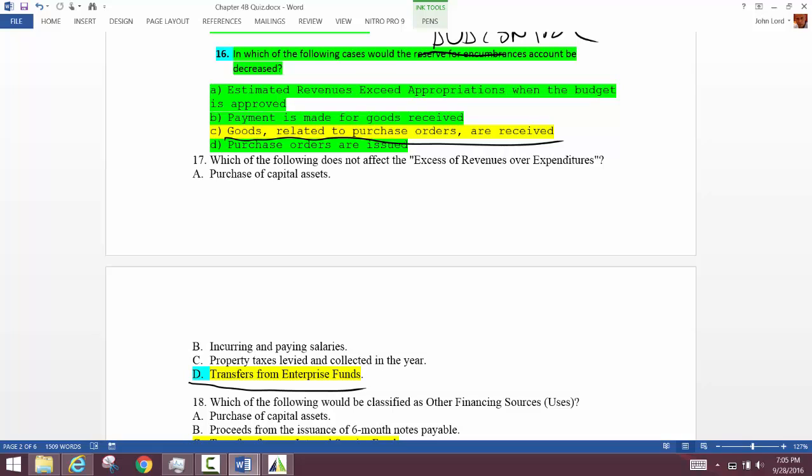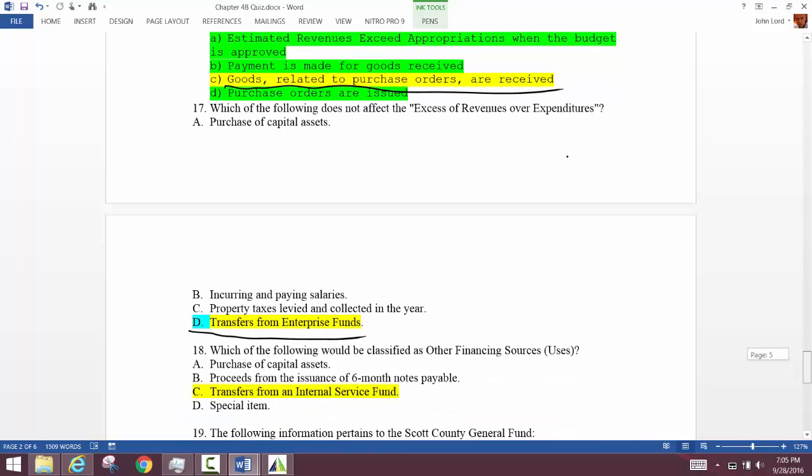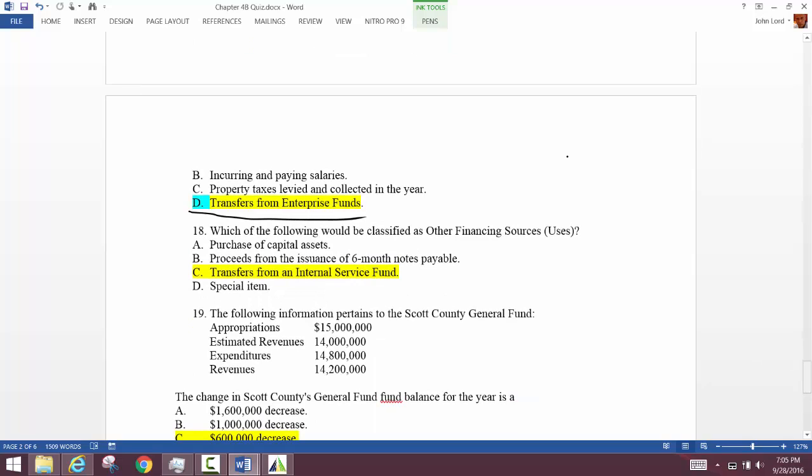That's right off of that statement of revenues, expenditures, and change in fund balance. That's like chapter 2 stuff. So you're like, well, why are you asking it in chapter 4? I don't know. That I can't answer. Okay, let's take a look at number 18.